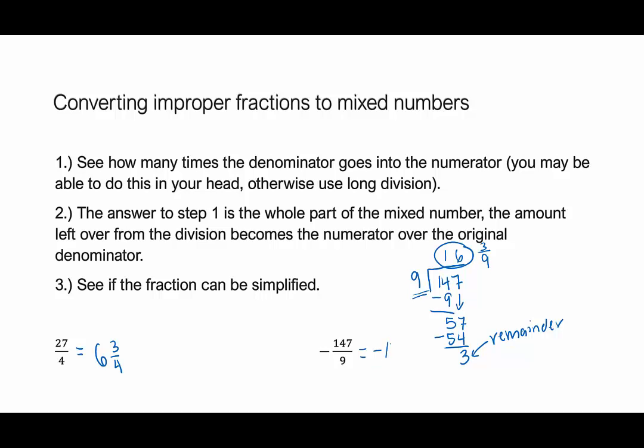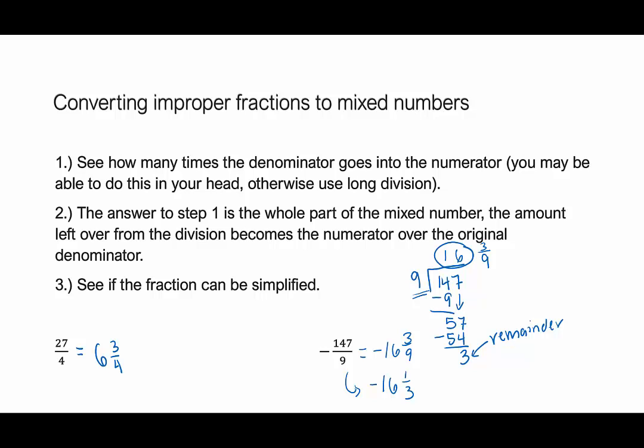So I end up with negative 16 3/9, which can be simplified. So when I say it can be simplified, I mean that the proper fraction can be simplified. 3 and 9 have a common factor of 3. I divide them both by 3, and I end up with negative 16 1/3. So negative 147/9 is the same as negative 16 1/3.